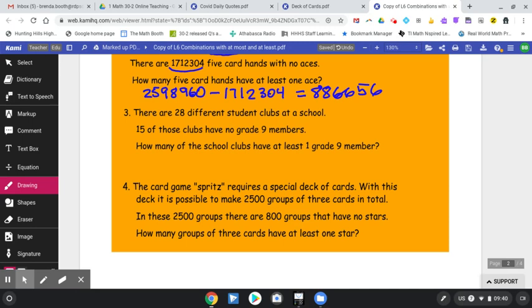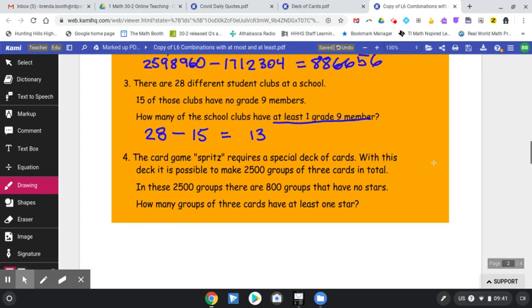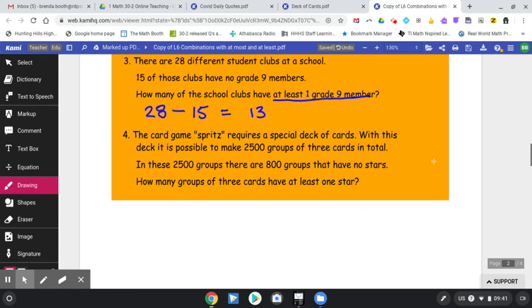There are 28 different student clubs at a school. 15 of those clubs have no grade 9 members. Well, all the other clubs must have at least one grade 9 member. So take the total number of clubs, subtract the 15 clubs that don't have grade 9 members, and what you're left with is 13 clubs that do have a grade 9 member. One or more, we don't know. We know there's at least one grade 9 member.